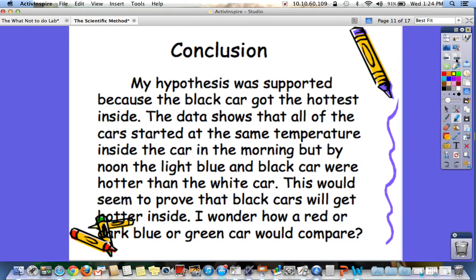My hypothesis was supported because the black car got the hottest inside. The data shows that all of the cars started at the same temperature inside the car in the morning, but by noon, the light blue and the black car were hotter than the white car. This would seem to prove that black cars get hotter inside. Here comes the I wonder statement. I wonder if I tested a red car or a dark blue car or a green car, how those would compare.